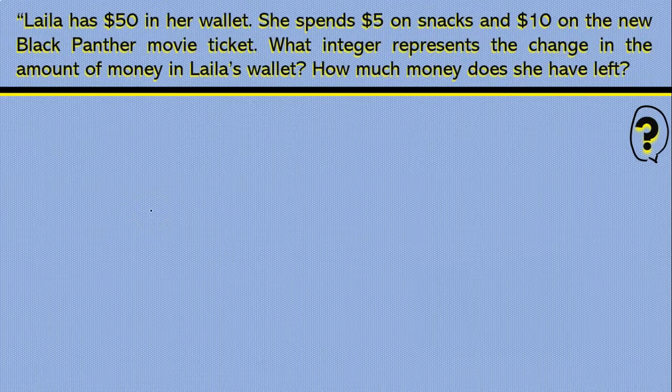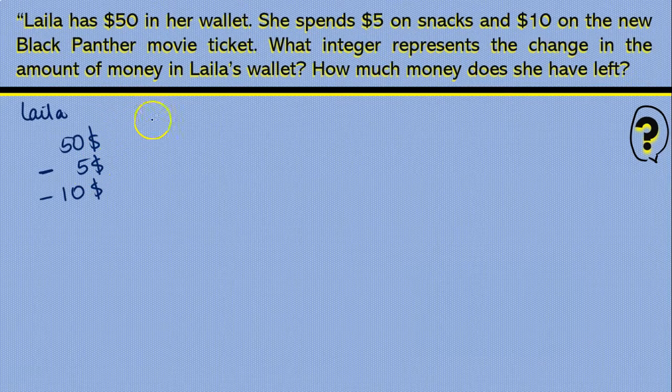How much money does she have left? So in this problem, Laila has an initial amount of $50. She spends $5 on snacks, so we're going to be subtracting that amount of money. And she also spends $10 on the new Black Panther movie ticket. What integer represents the change in the amount of money in Laila's wallet? How much money does she have left? So the first thing you have to remember is that spending is associated with a negative number. That is why we have two negatives here, minus $5 and minus $10.